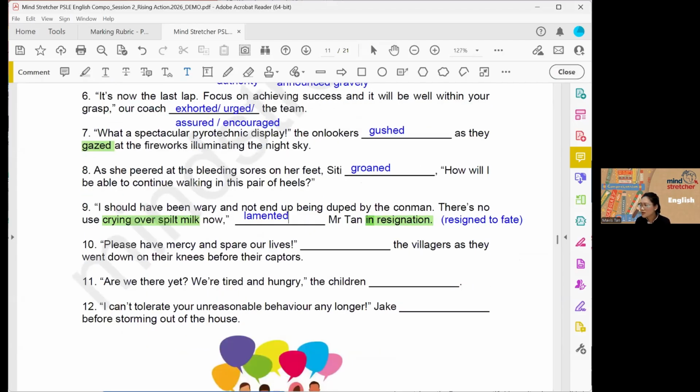Please have mercy and spare our lives. If you are begging for mercy, you can beg for mercy. You can plead for mercy. Or you can use this word, implore. That means you're begging. You really want someone to give you what you're asking for. Implored. Are we there yet? We're tired and hungry. The children are like, so hungry, I want to eat, where's the food? They are whining.